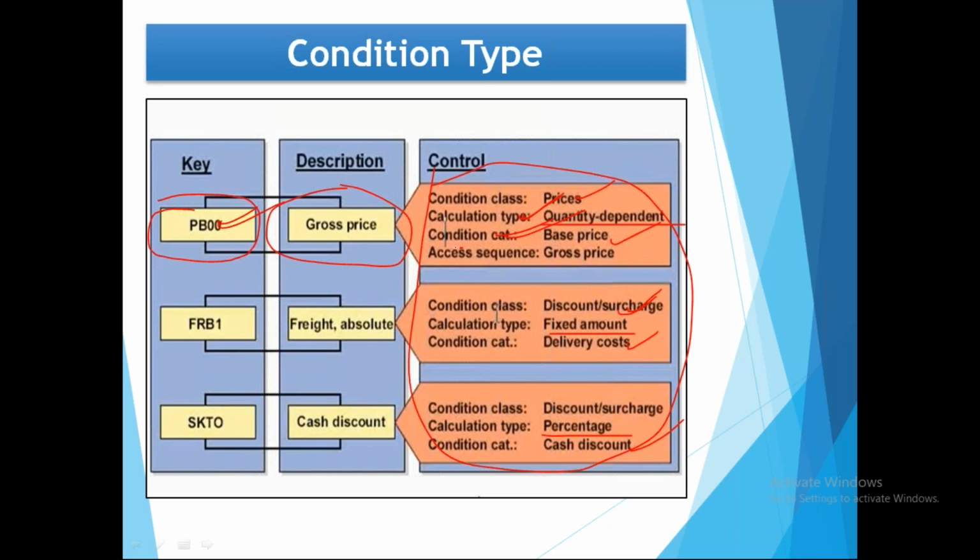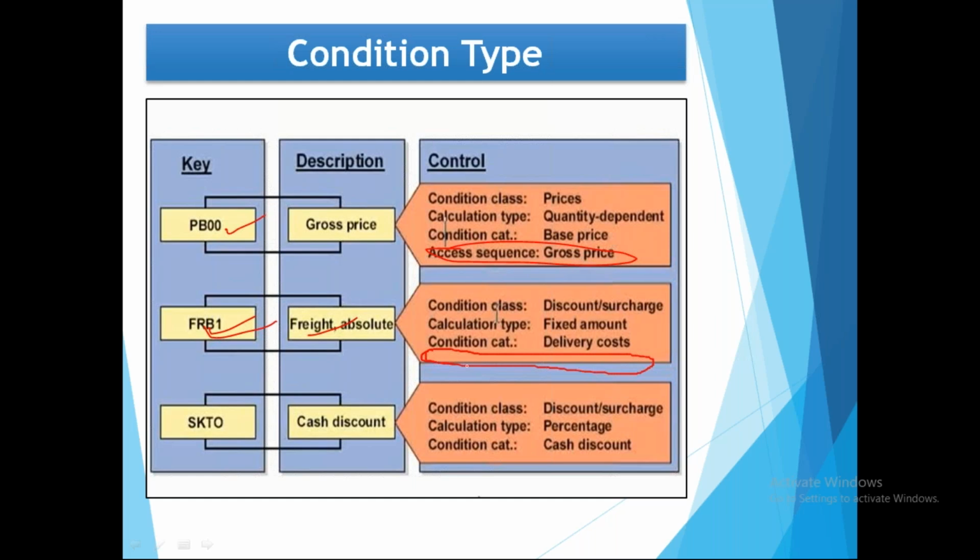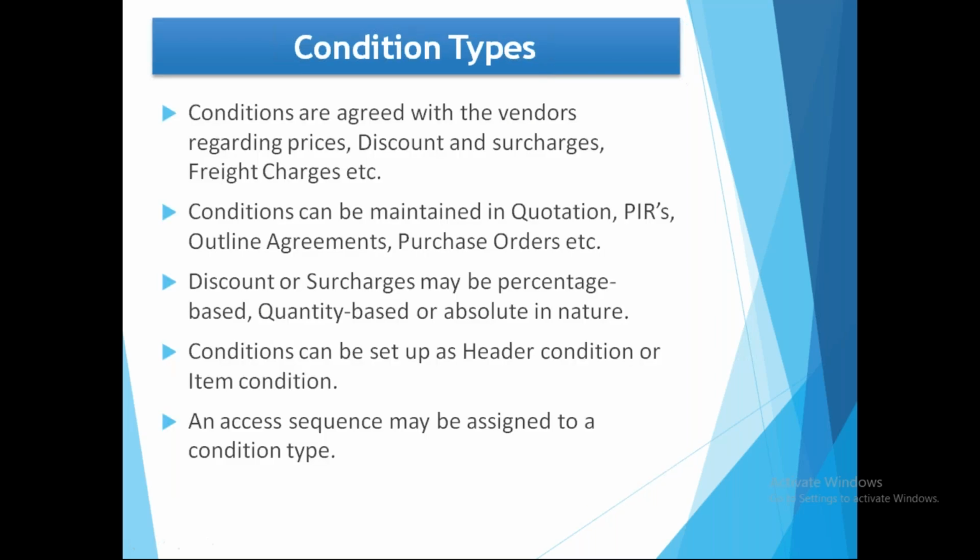Okay, and for the condition types you will attach the access sequence if required. See, for this PP00 condition type you have the access sequence, whereas for FRB1 freight absolute you don't have any access sequence. That means you have to enter manually. So that is the one. Okay, so now we will see this condition type.